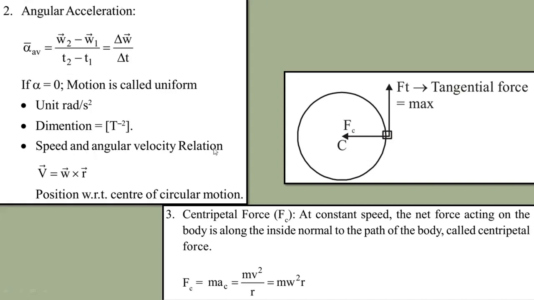Speed and angular velocity relation: v vector is equal to omega vector cross r vector, the position with respect to the center of circular motion. Centrifugal force Fc: at constant speed, the net force acting on the body is along the inward normal to the path of the body. So Fc is equal to m a c, by Newton's law, m v squared divided by r, which is equal to m omega squared r.